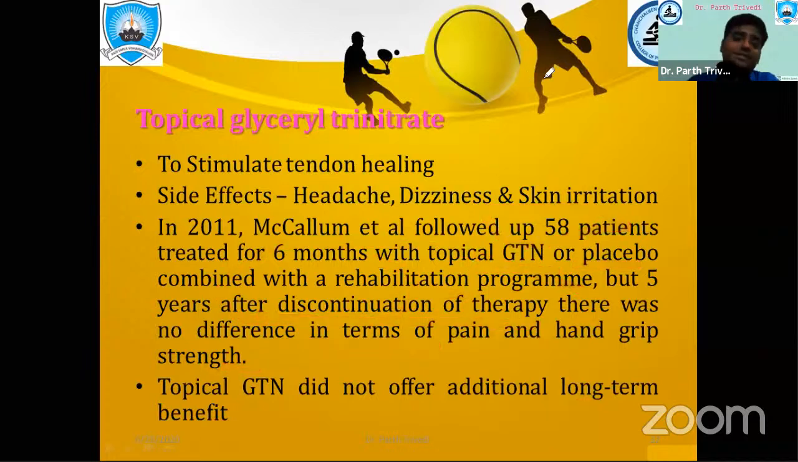So you may see that NSAIDs are not working, corticosteroids are not working, TGN is not working. Till this date, in treating this condition, I would give you an example. Around 20 days back, just before the start of this month, I received a call from one of the leading orthopedic practitioners in Ahmedabad. The patient was a 35-year-old male with a 2-year history of chronic tennis elbow. The first time he had tennis elbow, he underwent corticosteroid injections, and after 4 months the pain increased.